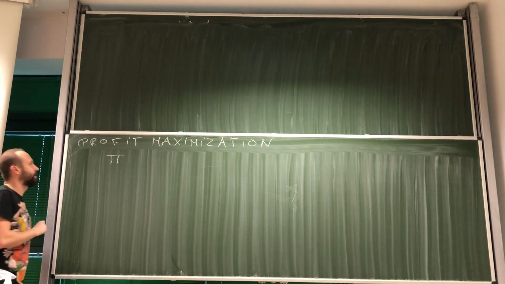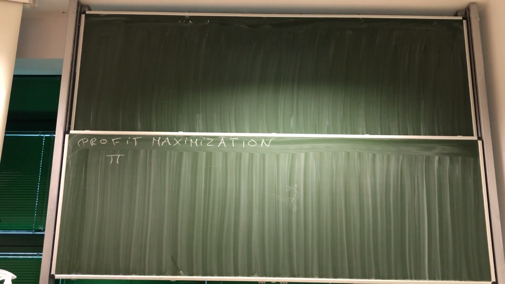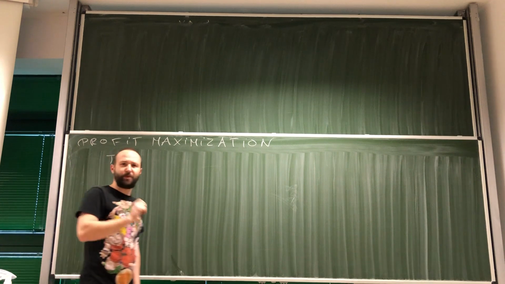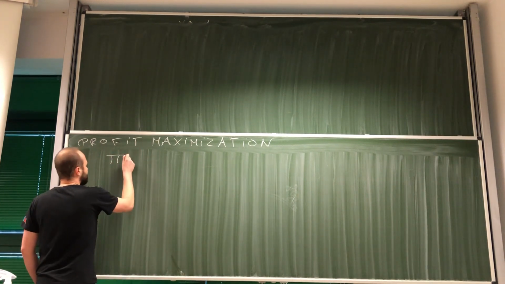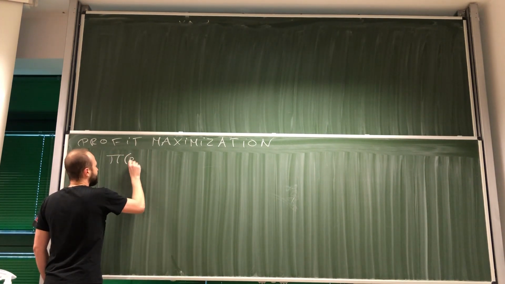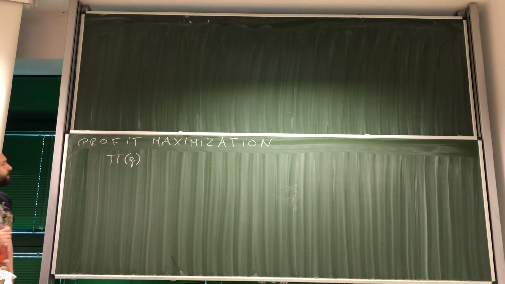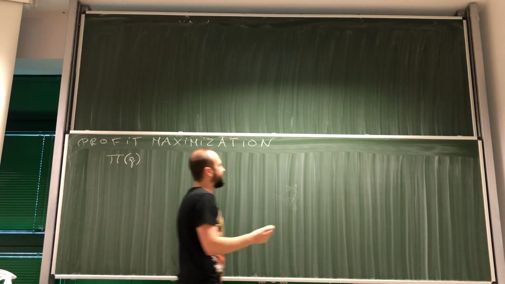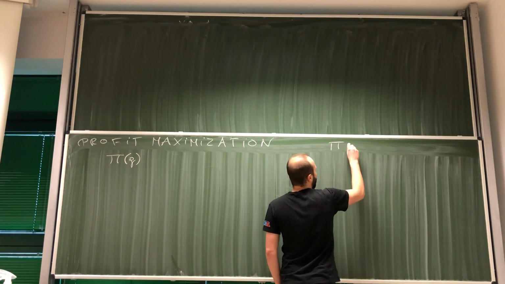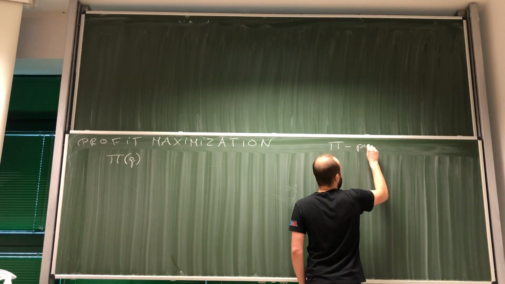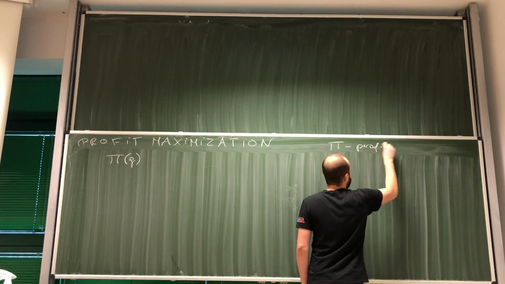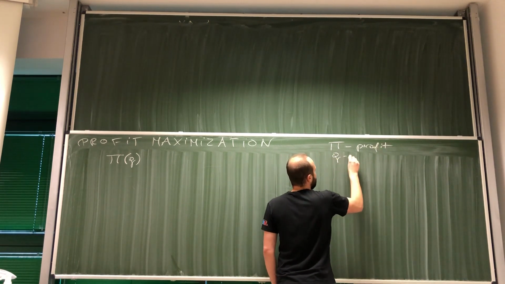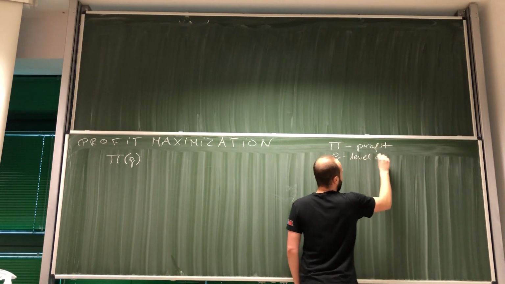Okay, so first, profit is usually denoted by pi. And look, in our simple example, we're going to consider the situation when profit can be expressed solely as a function of the level of production. So we've got that pi is profit, and Q is the level of production.